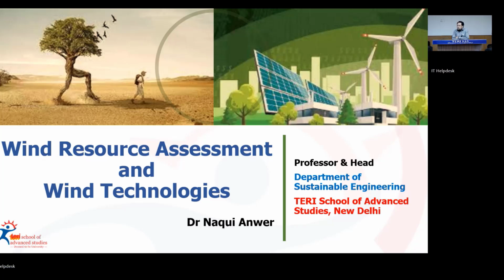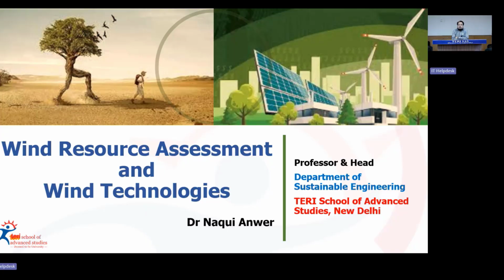The wind resource assessment and wind technologies. So this part is basically focusing on wind resource assessment. And by the terminology wind resource assessment, what we mean is to evaluate the availability of wind at a particular location in such a way that whether those available winds can be converted into wind energy or not.